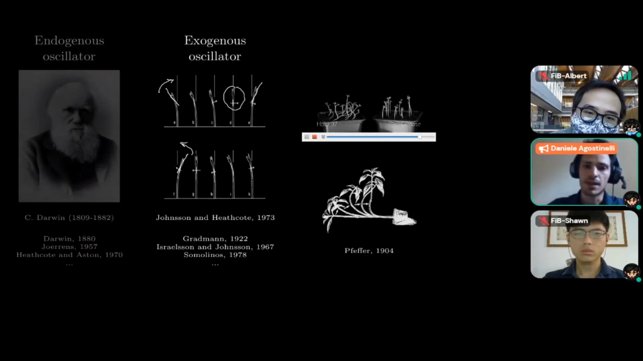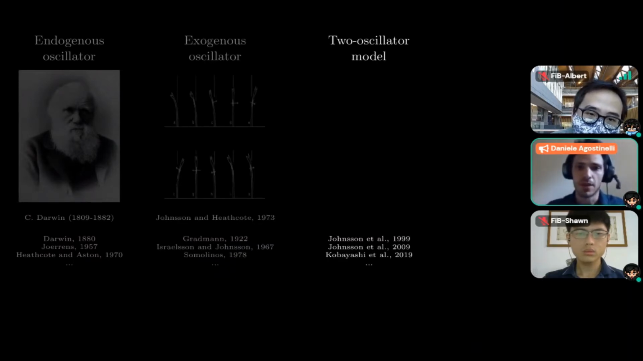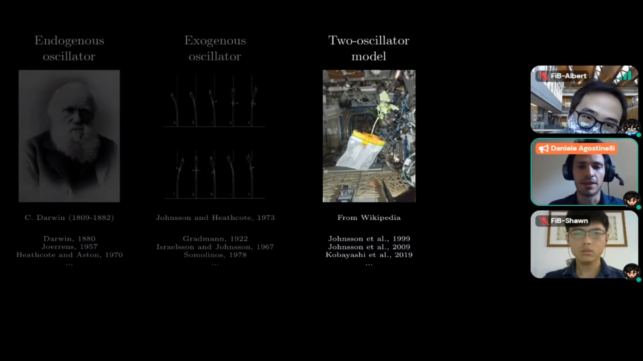More recently, there has been another theory, which is the two-oscillator model. According to the theory, both endogenous and exogenous oscillations coexist in this phenomenon, and there are experiments in space which support this hypothesis. Indeed, it has been proved that under microgravity conditions, if there is no gravity, these oscillations are still present, but their amplitude is much smaller.